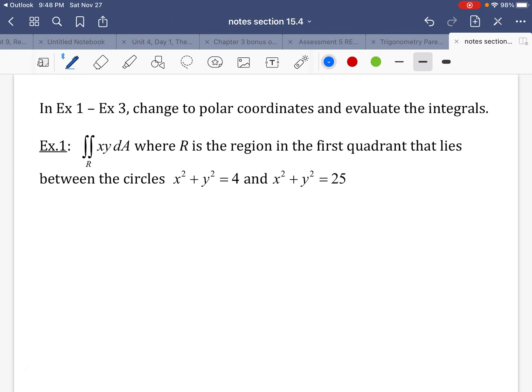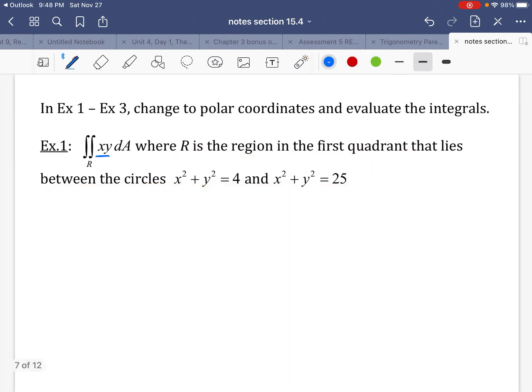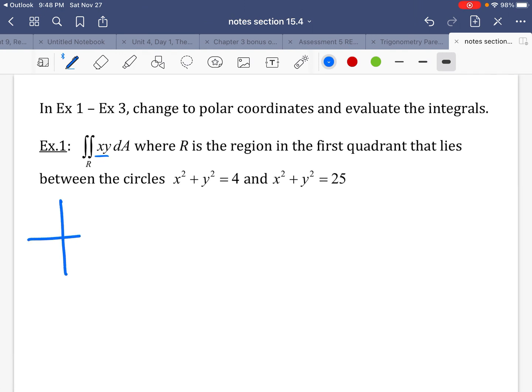The first thing to do is to figure out what it's talking about. Don't worry about this xy, we'll take care of that in a minute, but we want to see that the region that we are trying to evaluate over is in the first quadrant, and it's between these two circles. So we're going to go ahead and draw that. I have my two circles: a circle with radius 2, and a circle with radius 5. And it's in the first quadrant, so this is the space that we are trying to do the volume of. This is basically like our height in a way.